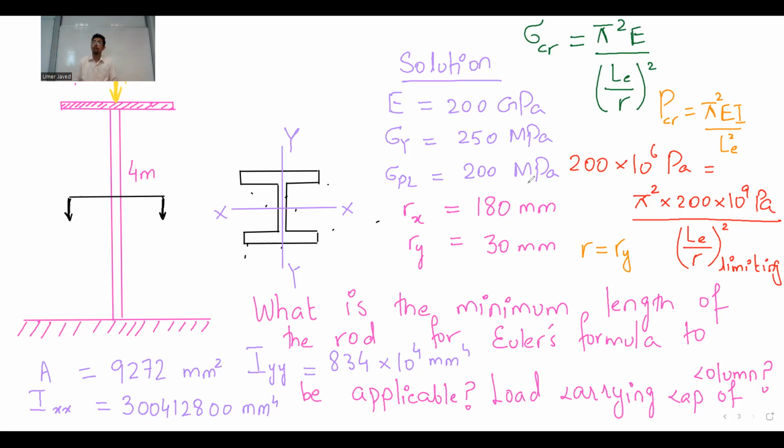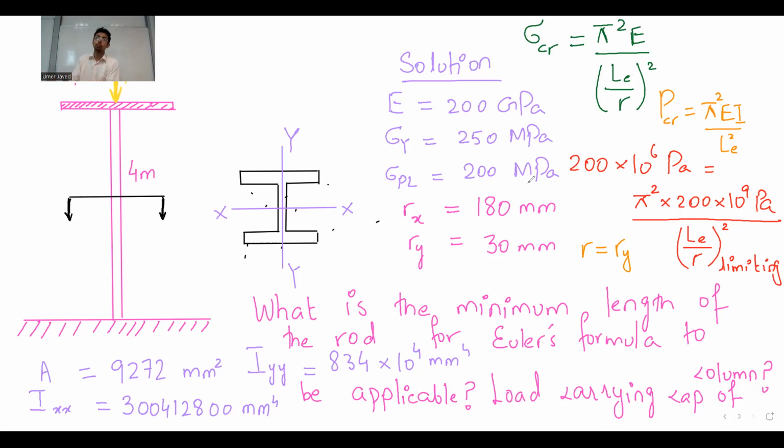So if it has to buckle, consider a steel ruler in your mind. I hold it from the bottom, so that's fixed at the bottom, but the steel ruler is free at this end. Now I'm putting a load. It will buckle, right? It can buckle in one axis, or it can buckle in the other like that.